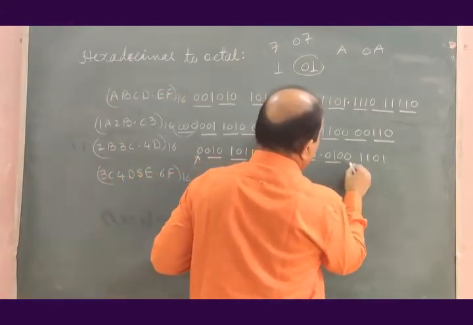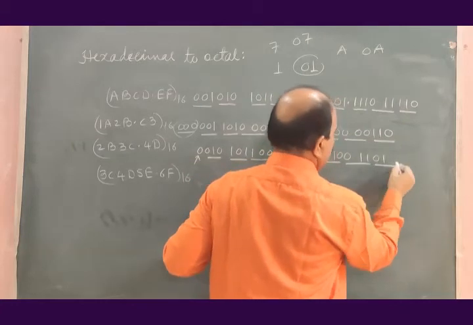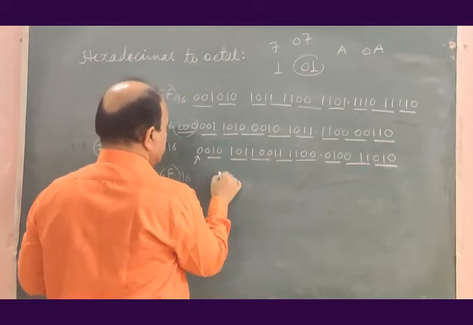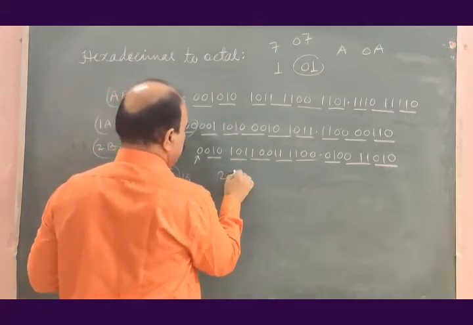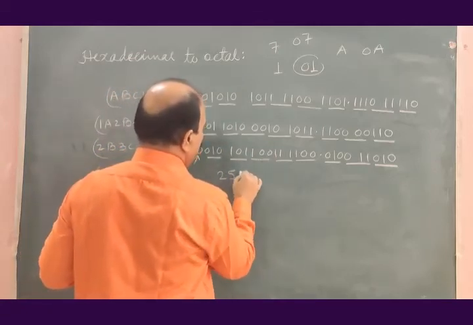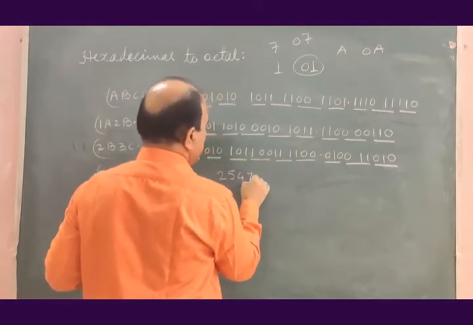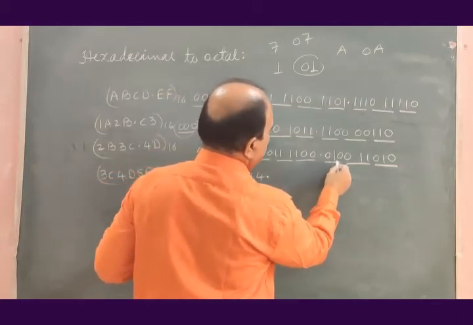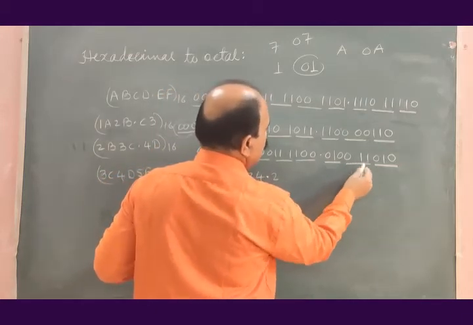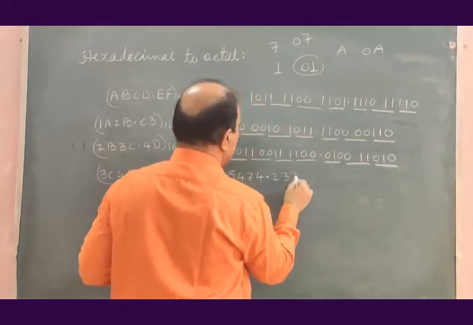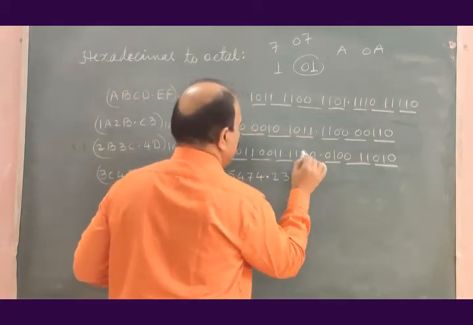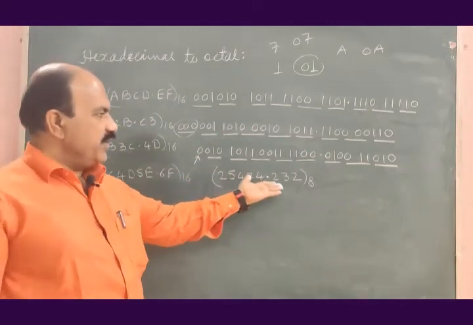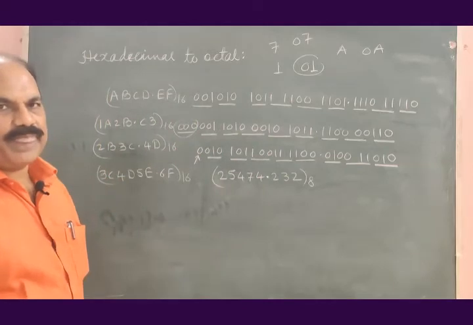Then one group, second group, short of 1 bit, add 0. So the octal digits are 2, 5, 4, 7, 4, octal point, 2, 3, 2. This is the conversion of this hex number into an octal number.